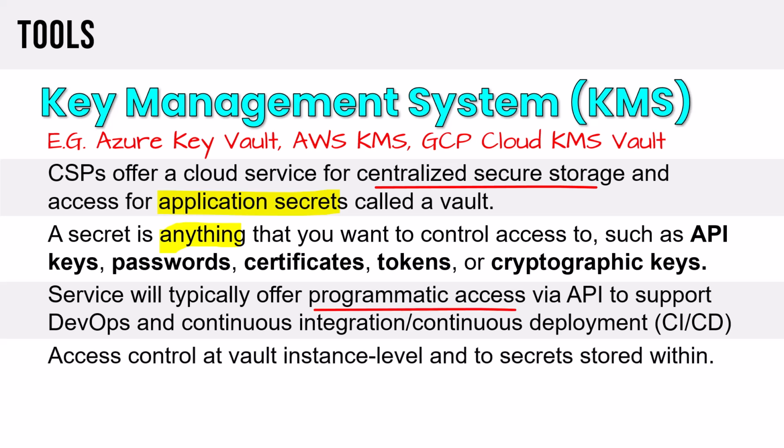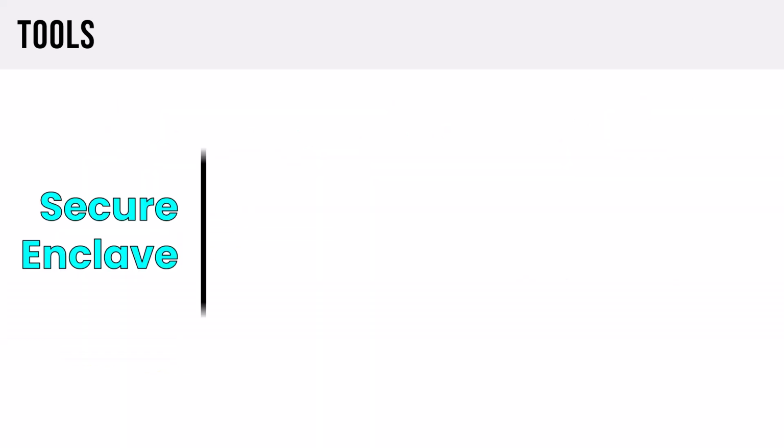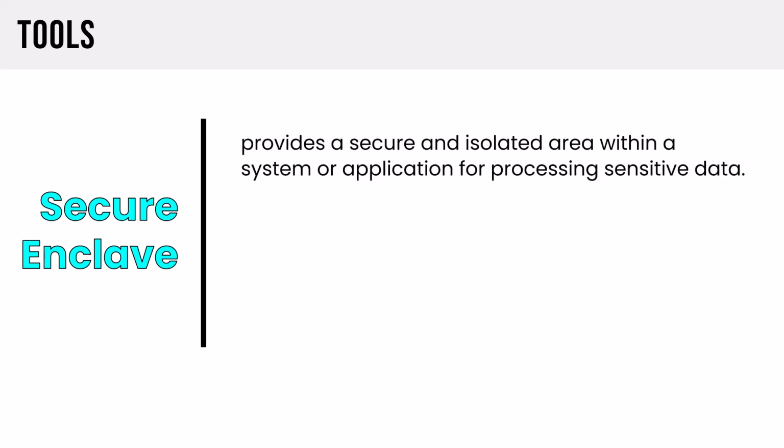Access control at a Vault instance level and to secrets stored within is generally assumed. Secrets and keys can generally be protected either by software or by FIPS 140-2 Level 2 validated HSMs, or as time passes, FIPS 140-3.